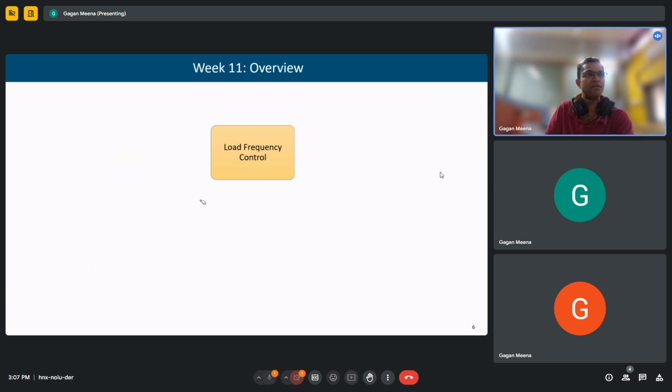Let us start with the overview of week 11. It's a continuation of week 10, which was about the load frequency control. Again, here also we'll continue with the same discussion, the load frequency control. Initially, in week 10, we discussed the load frequency control.